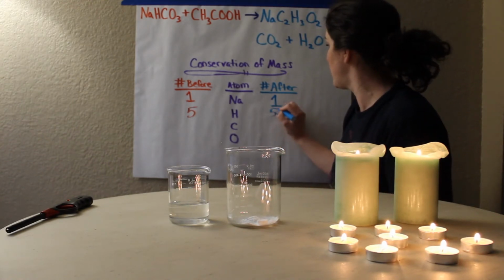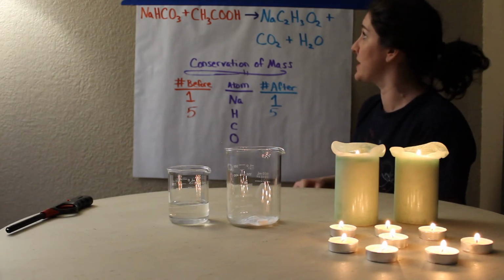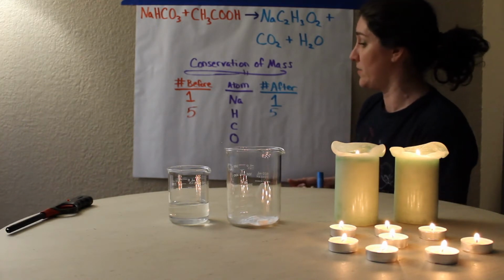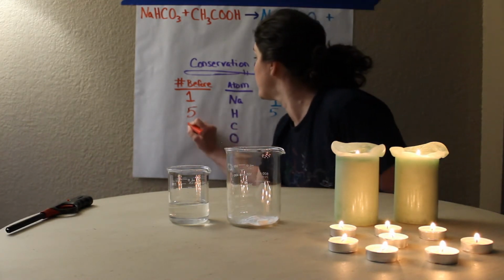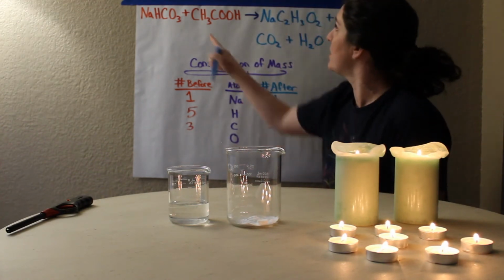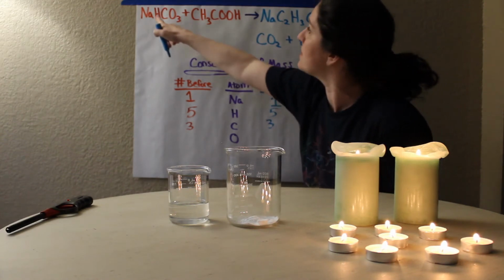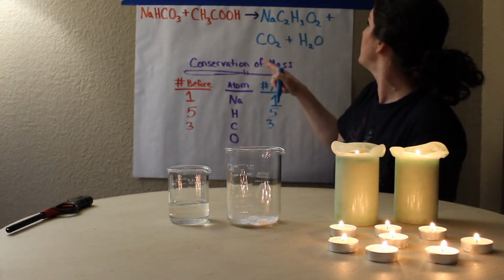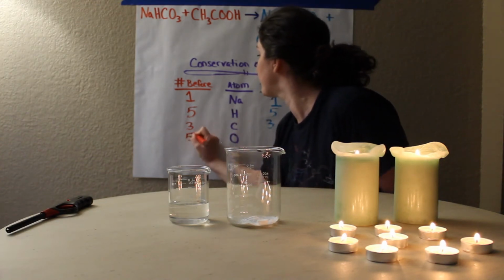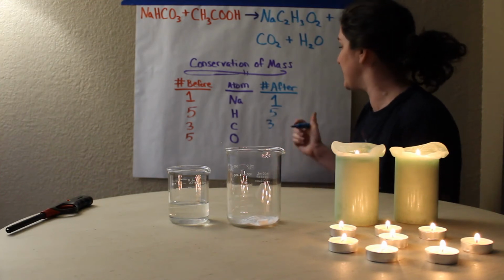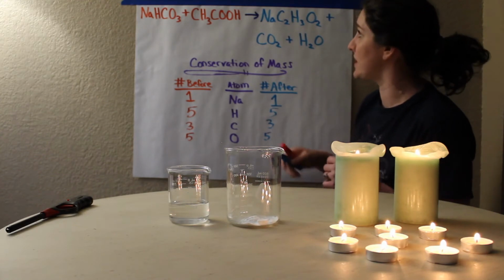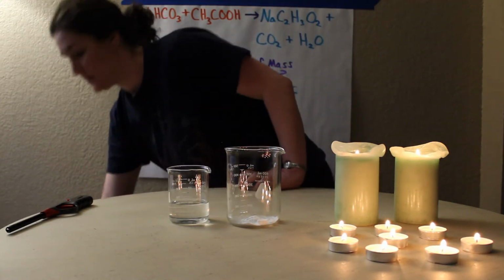So how many carbons and how many oxygens do we have before and after the reaction? Are they conserved? And we can count them out and see that we have 3 carbons before and after. 1, 2, and then this one, 3. And then 1, 2, 3 for the carbon. And then for oxygen, we're going to have 5 and 5. So we can see that the mass is conserved, but it's going to look different when we watch it because it's changing from solid and liquid to gas.